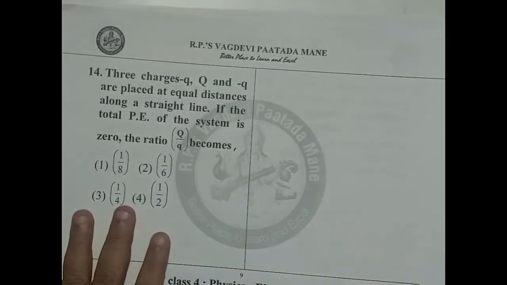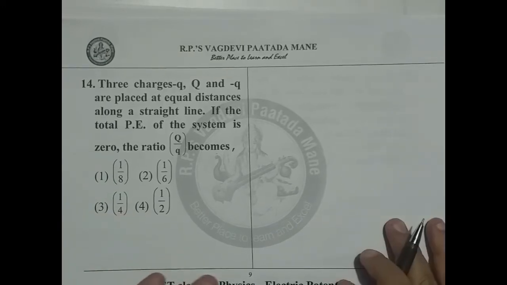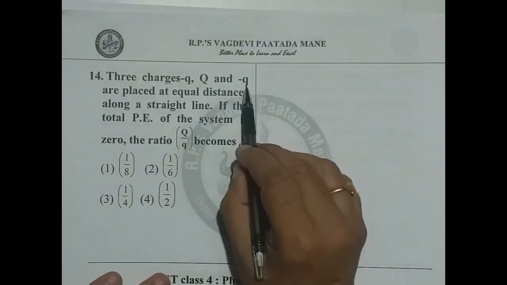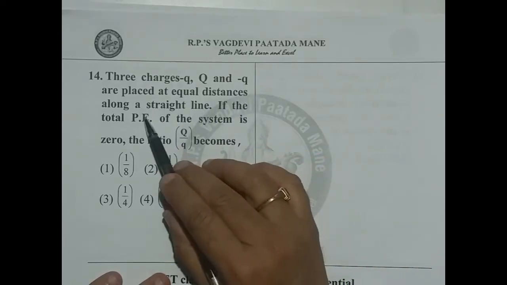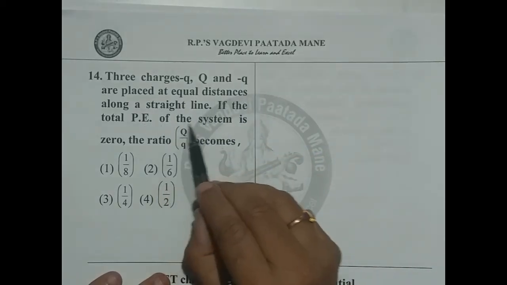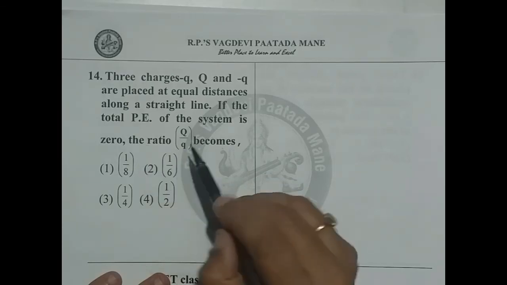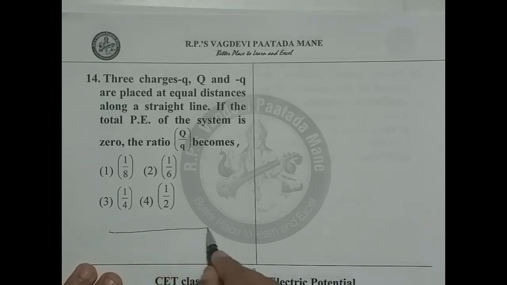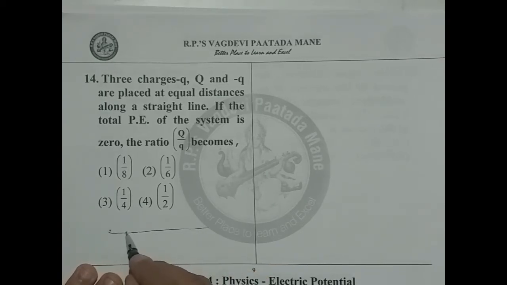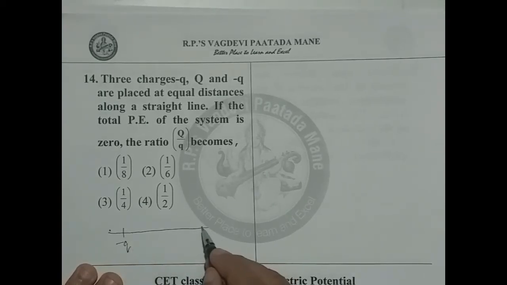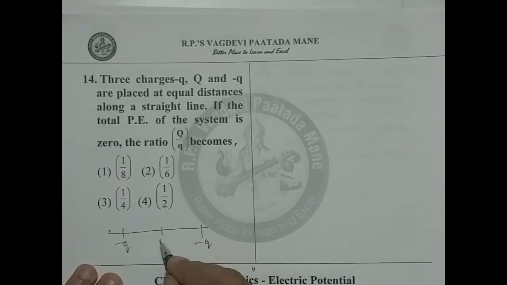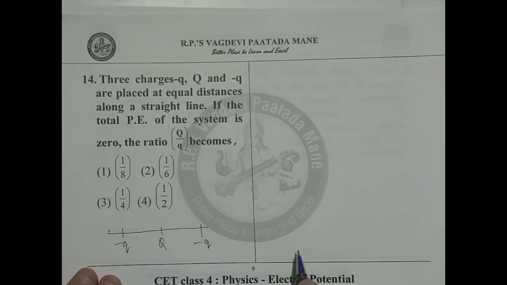Now going for the 14th question. 3 charges, minus Q, plus capital Q and minus Q, are placed at equal distance along a straight line. If the total potential energy is 0, then find the ratio. Say we write the figure like this. This is a line, I have minus Q here and another minus Q, and they are equidistant, which means at the center I can have plus Q. It may be in any manner.